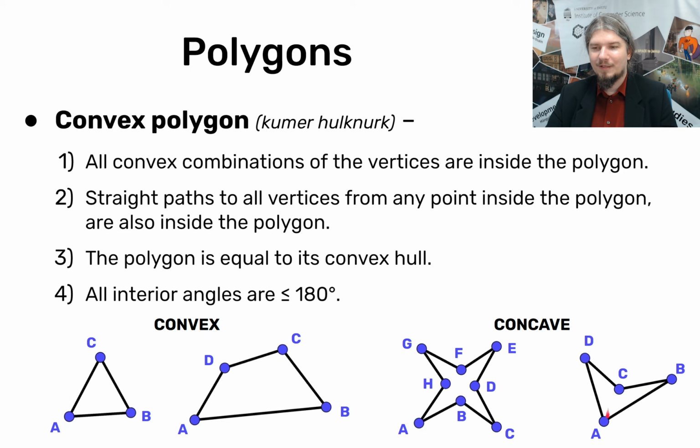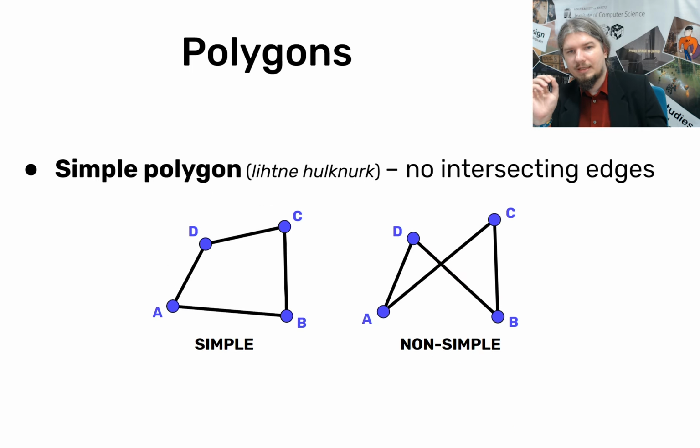If you want the convex hull of this polygon, taking all the convex combinations, that would basically be the shape that connects B and D as well. So it would be a triangle, ABD would be the convex hull of this particular polygon, that would also result from all the convex combinations of these vertices. Now we also saw these other definitions of simple polygon, lihtne hulknurk.